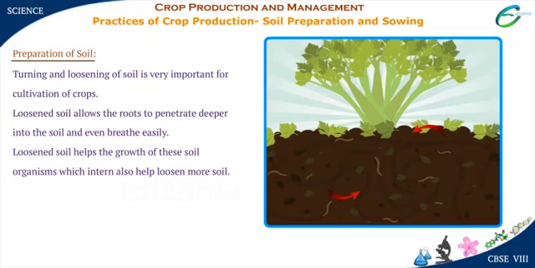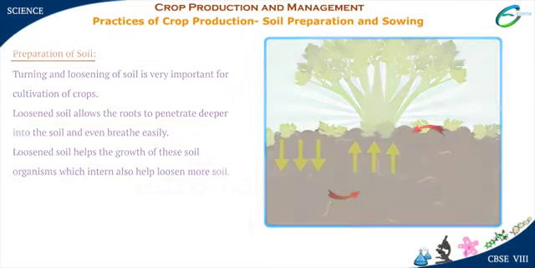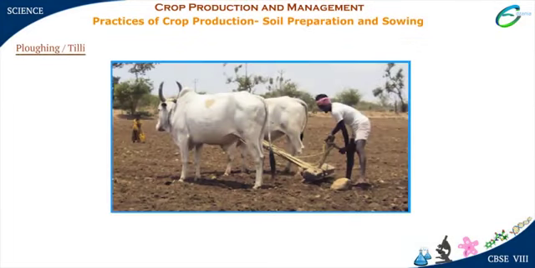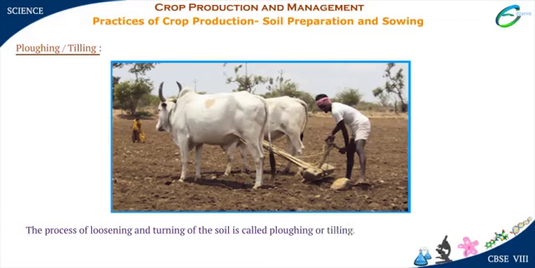Thus, it is important that the top layer of the soil that provides nutrients is turned and loosened properly to make these nutrients available for the growth of plants. Plowing or tilling. The process of loosening and turning of the soil is called plowing or tilling.